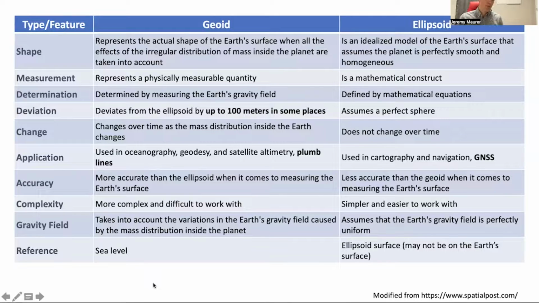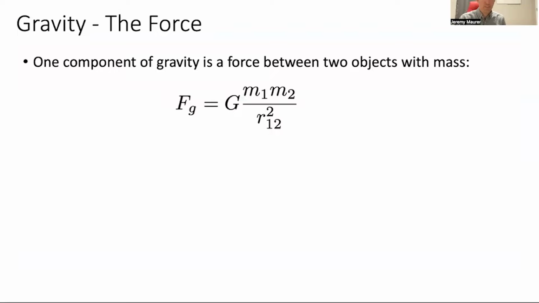The geoid is more accurate than the ellipsoid. It's a more accurate representation of the Earth's surface, but it's more complex and more difficult to work with. And the geoid takes into account the variations in Earth's gravity field, and as I said, caused by the mass distribution inside the planet. So let's talk about gravity.